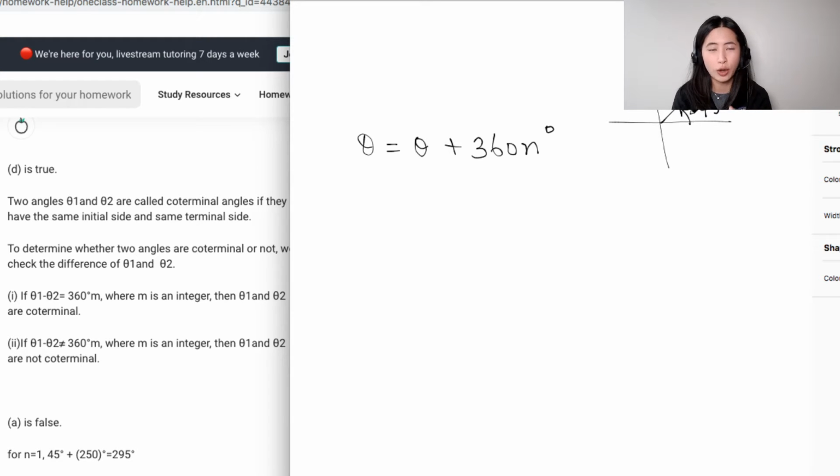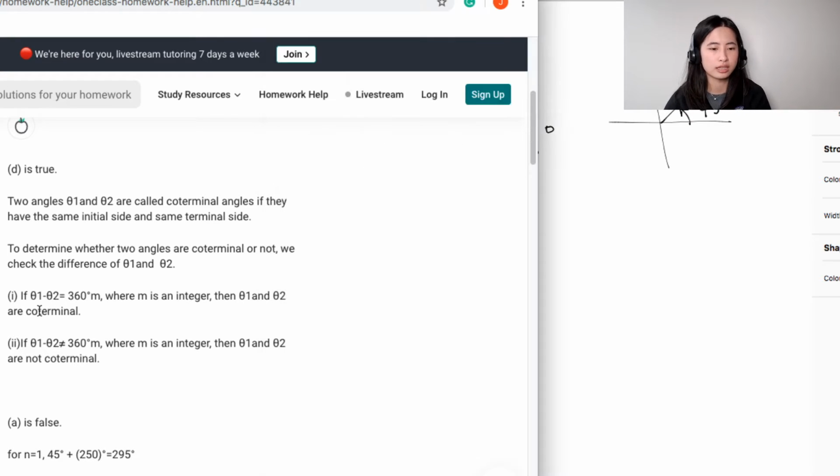And you have another angle that's going this way, right? And this is your terminal side. So that's what theta 1 and theta 2 are. And it says when you subtract the two, you get 360m, where m is an integer. And if it's not equal to a multiple of 360, basically it's not coterminal.